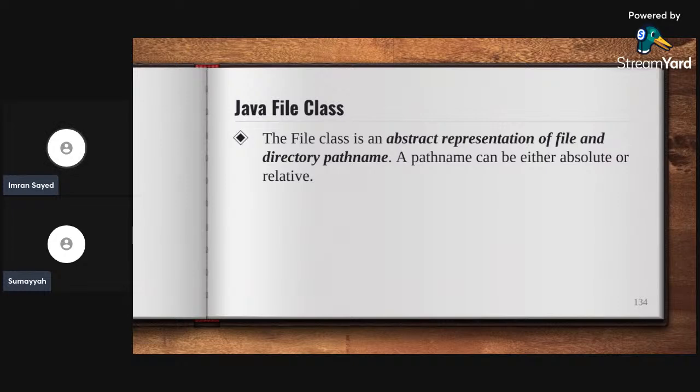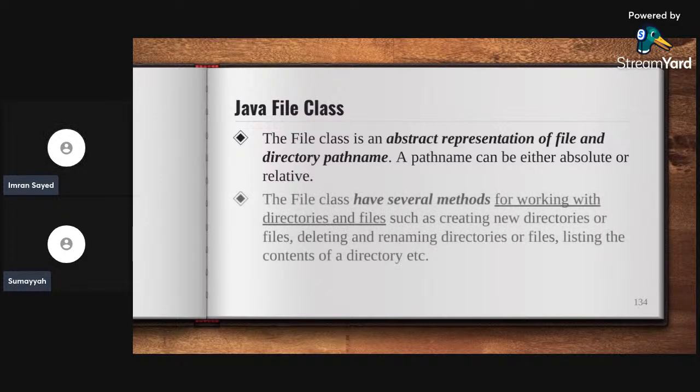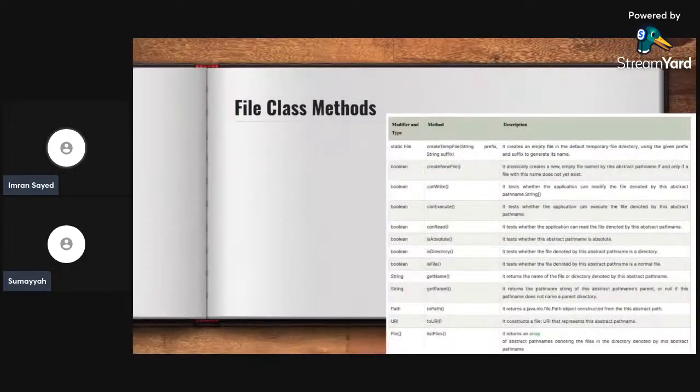The path name can be either absolute or relative. Absolute means full path, relative means in relation to a particular directory. File class has several methods for working with directories and files, such as creating new directories or files, deleting and renaming directories or files, listing contents of a directory, etc. The different methods include create temp file, create new file, can write, can execute, can read, is absolute, etc.